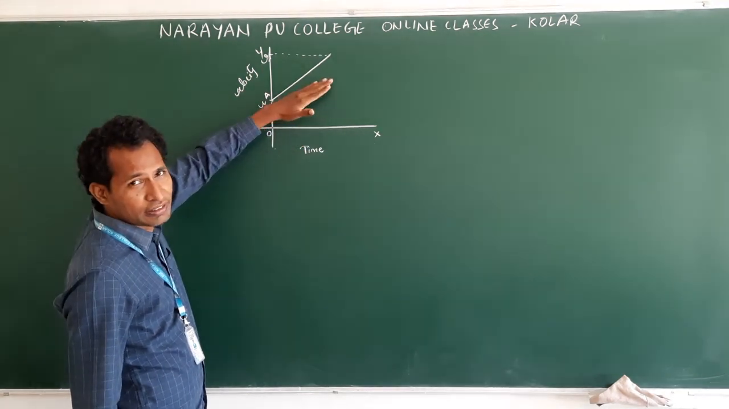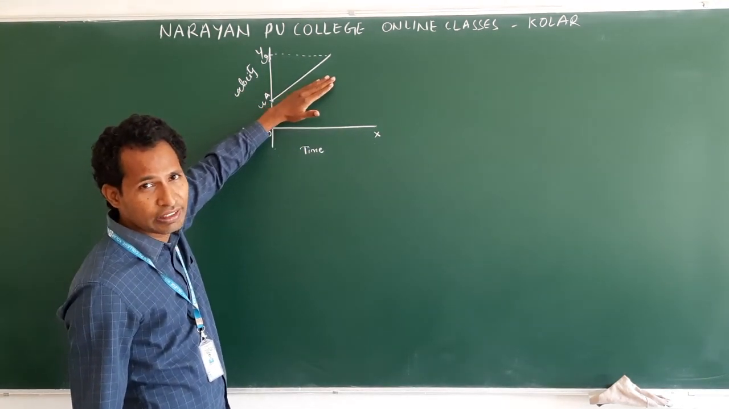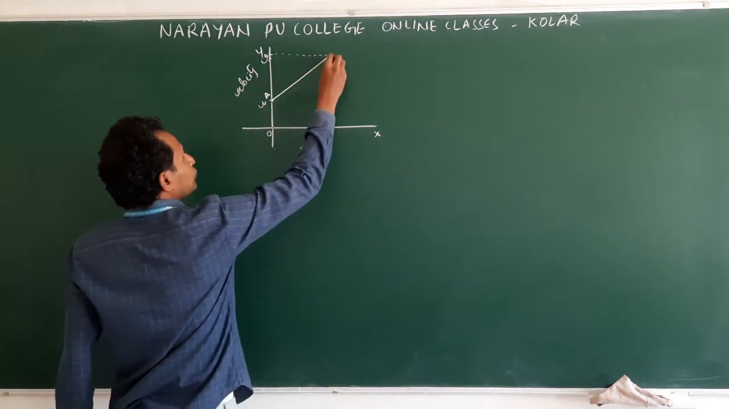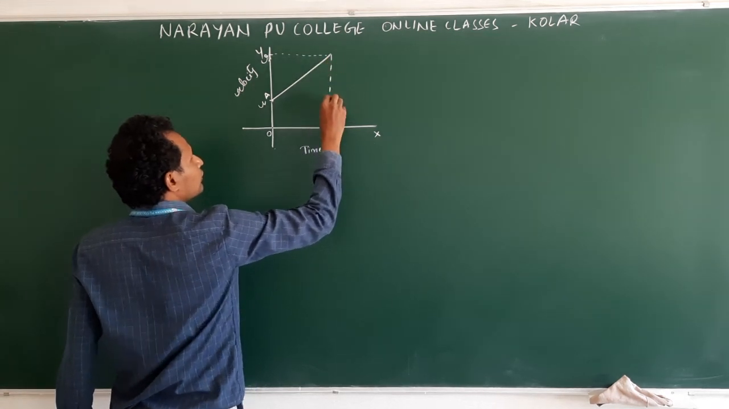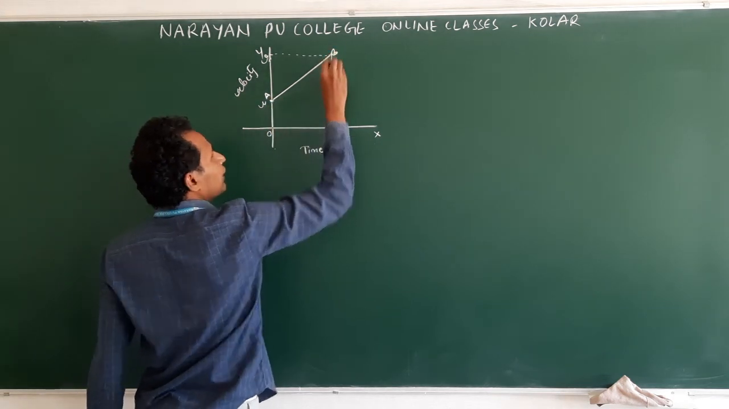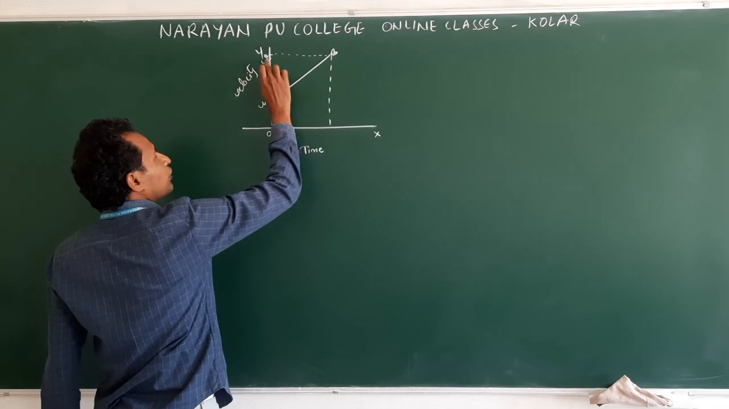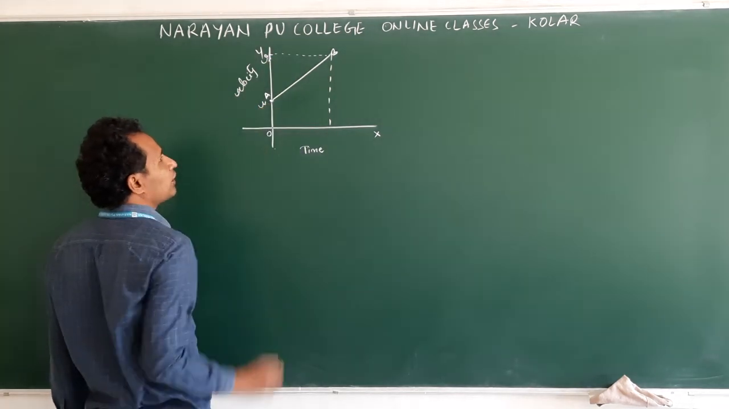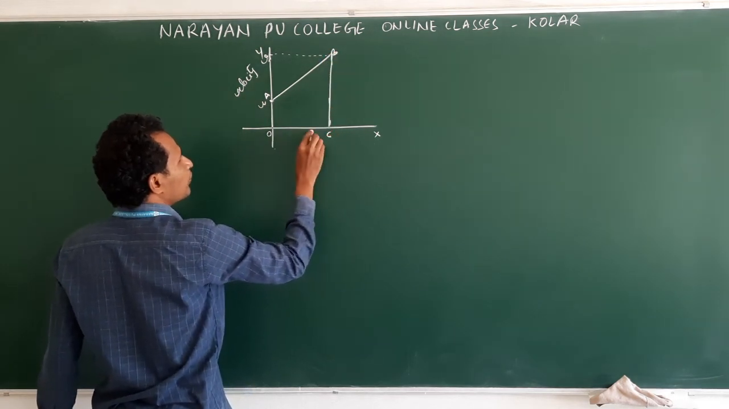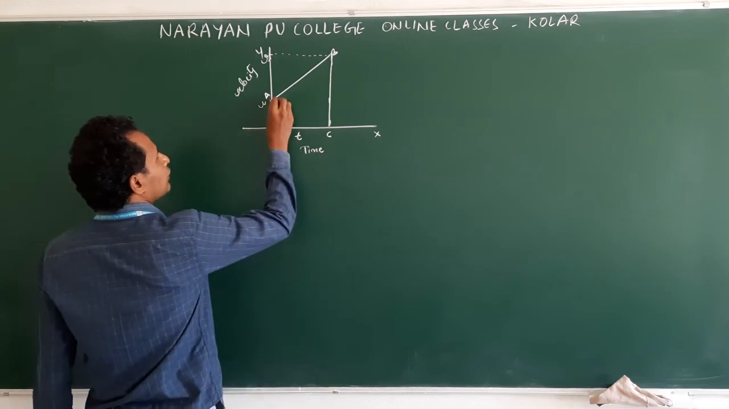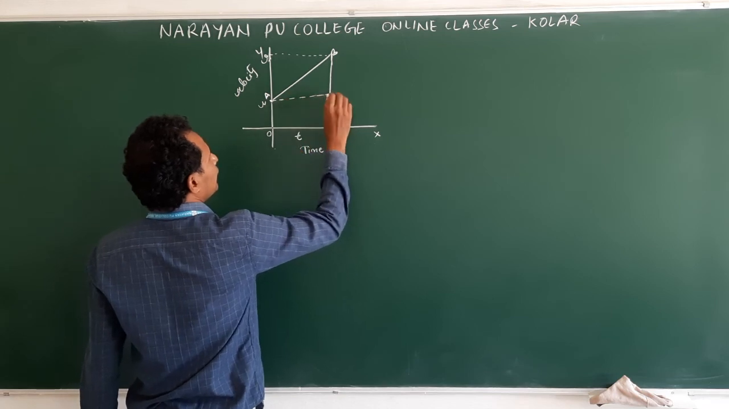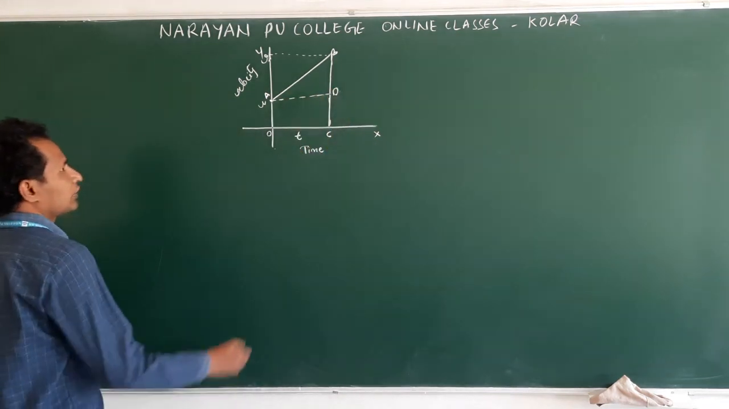Then how do we find the acceleration? Slope of the line gives the acceleration. Clear? So for our convenience, draw this line. This point we take as A, this point we take as B. B point represents the final velocity. A point represents the initial velocity. You take the line, this is C. OC represents time T. Clear? This you take as D.